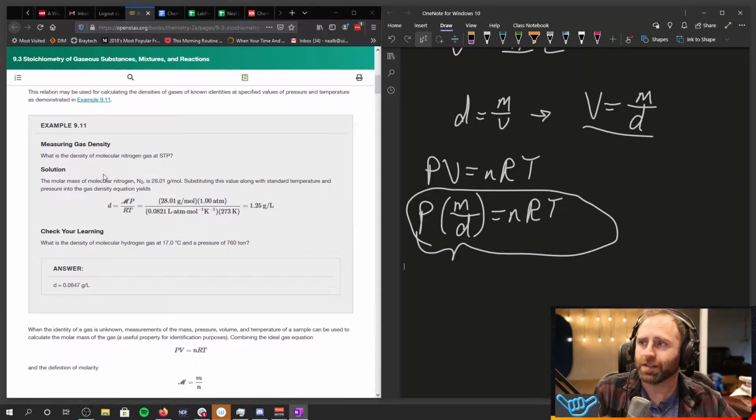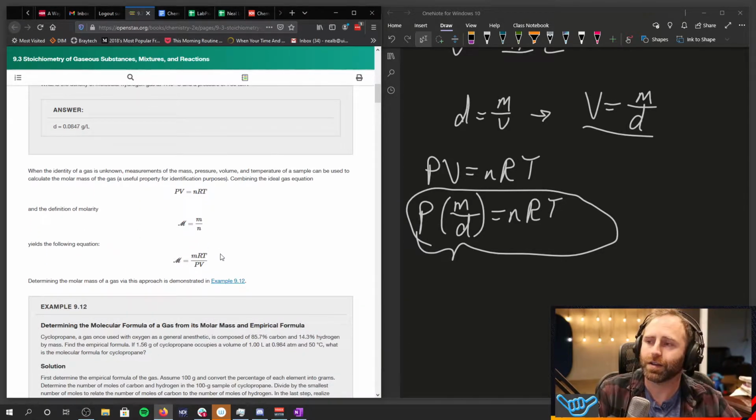They walk through this example where they ask you what's the density of molecular nitrogen, and they show you here's how you would plug the stuff in. STP, just as a reminder, I think we've covered this in case we didn't, is standard temperature and pressure. So it's 1 atmosphere and a temperature of 273 Kelvin. That is something you just need to have memorized.